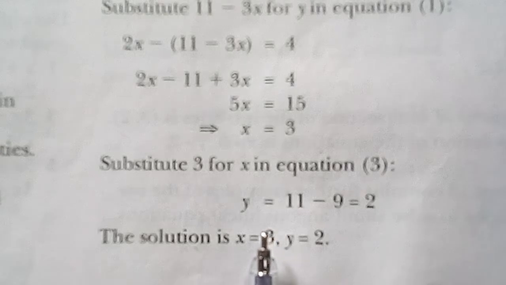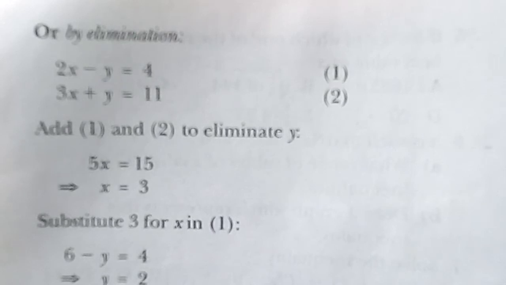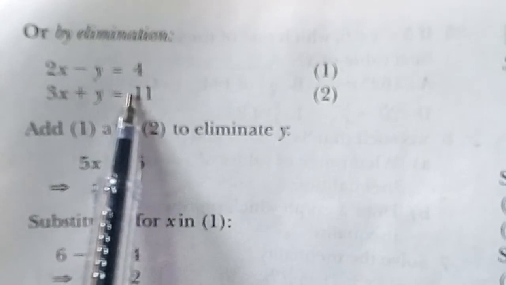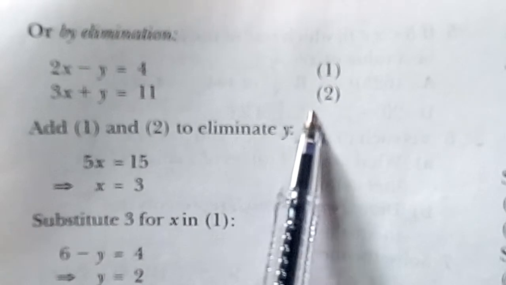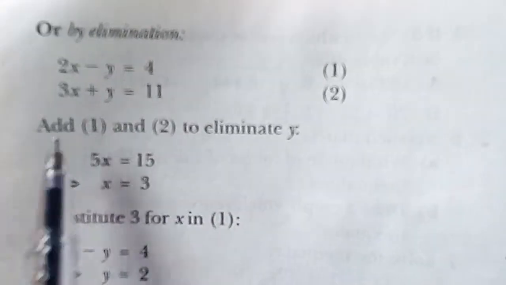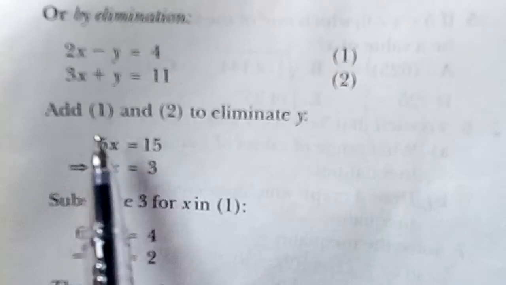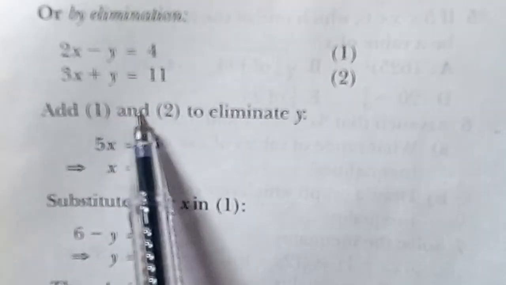Simultaneous equation, we use substitution method. Let's see how we can solve it using elimination method. Now this is the same equation, 2x minus y equals 4, 3x plus y equals 11, equation 1, equation 2. But we want to use elimination method instead of substitution method. So in elimination method, you look for a way to add or subtract the first equation from the second equation.